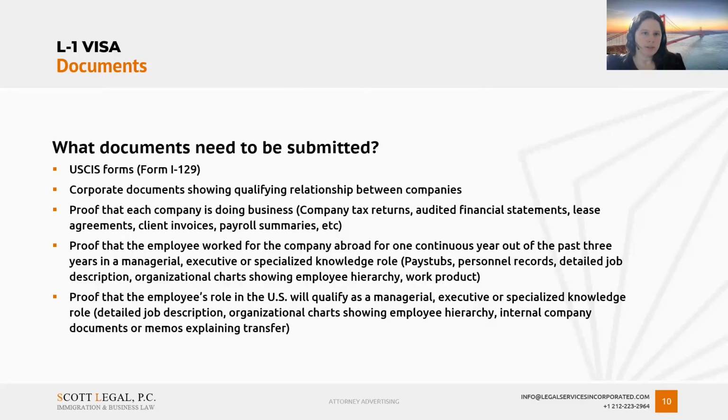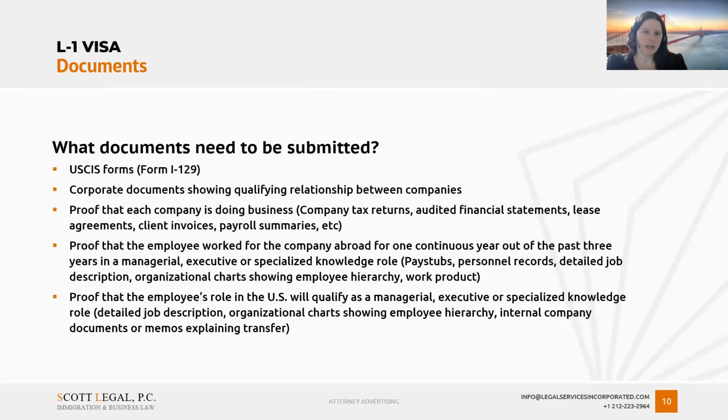All right, moving to some more practical considerations: what documents need to be submitted. An L petition is going to be filed with U.S. Citizenship and Immigration Services first. So even if the person's outside the country, you're not going to go directly to a consulate. First, you need to get an approval from U.S. Citizenship and Immigration Services. You file this on Form I-129.